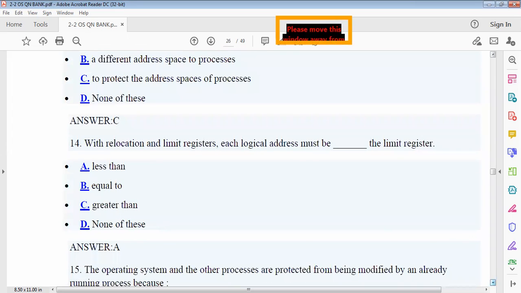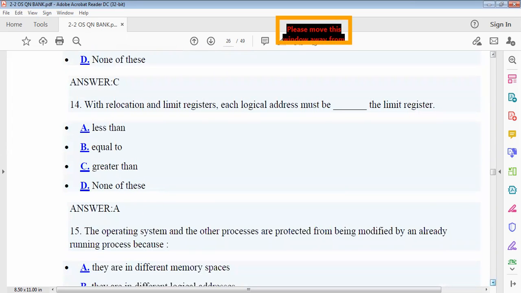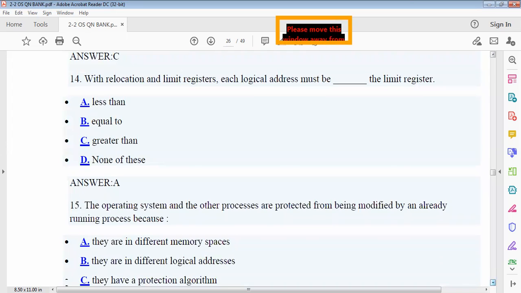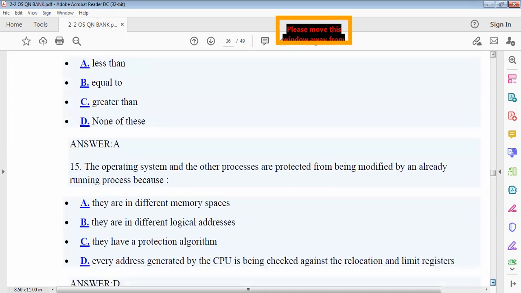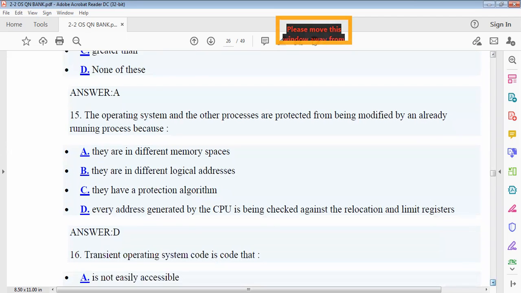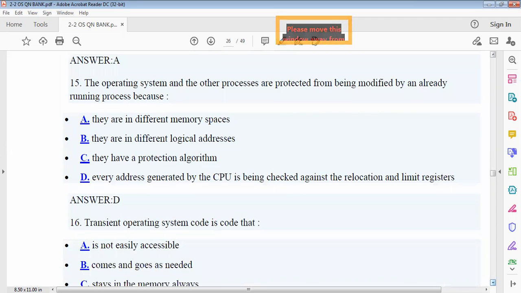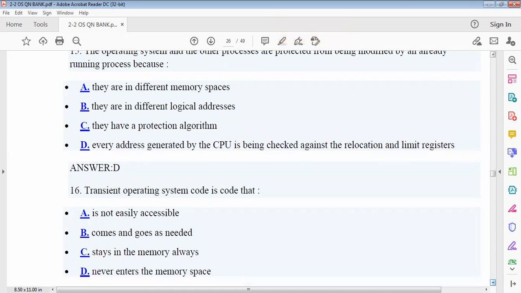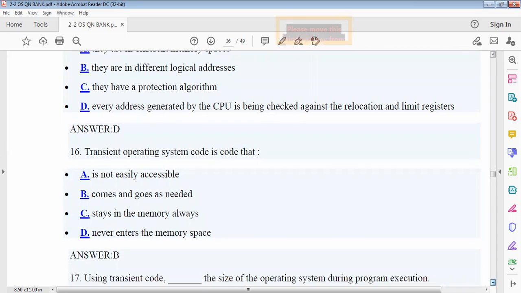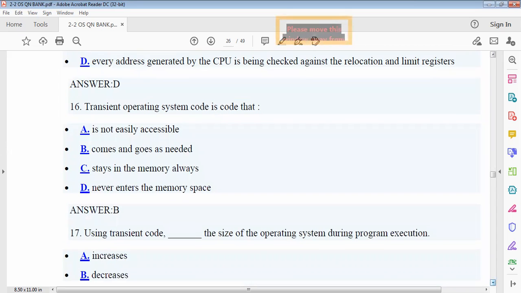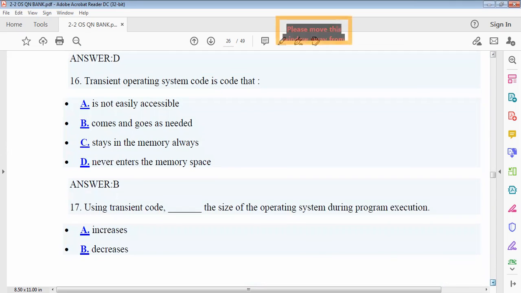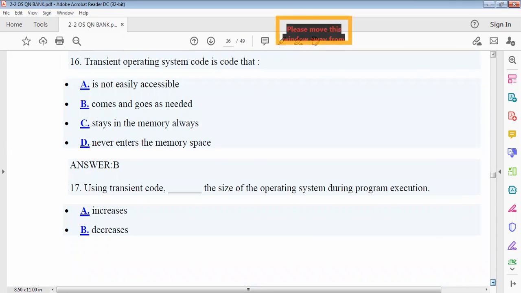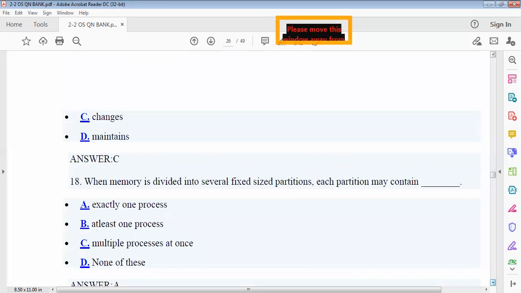With relocation and limit register, each logical address must be less than the limit register. The operating system and other processes are protected from being modified by an already running process because, option D is correct, every address generated by the CPU is being checked against the relocation and limit register. Transient operating system code is code that, option B is correct, comes and goes as needed.